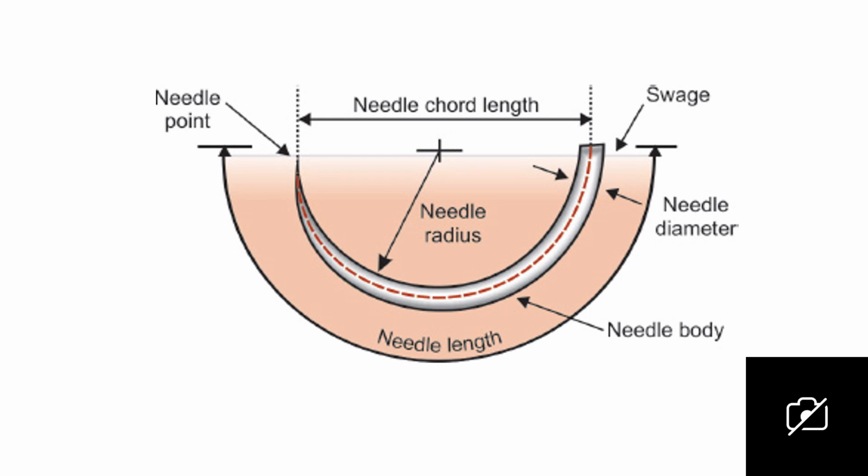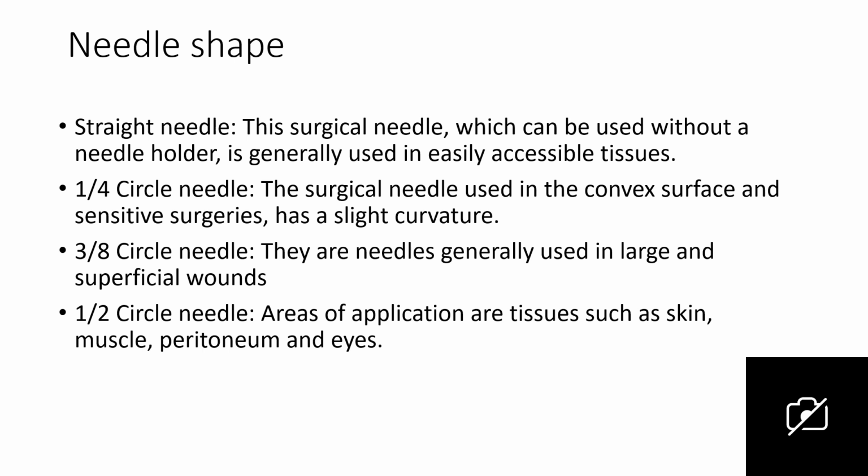This diagram shows you the names of the parts of the needle: needle body, needle diameter, swage, needle chord length, and needle point. Needle shape. There are straight needles. This surgical needle, which can be used without a needle holder, is generally used in easily accessible tissues. Fortunately, we don't use it in dentistry. We use curved needles. Quarter circle needle.